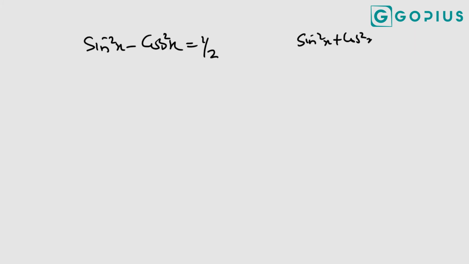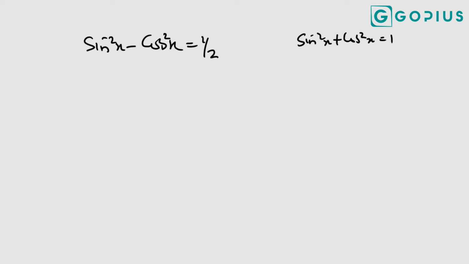Alright, so on the screen you can see that we have sin square x minus cos square x is equal to 1 over 2. We have two different trigonometric ratios here, sine and cos. We need to replace one. Either we change sine to cos or we change cos to sine by recalling the first trigonometric identity, that sine square x plus cos square x is equal to 1.